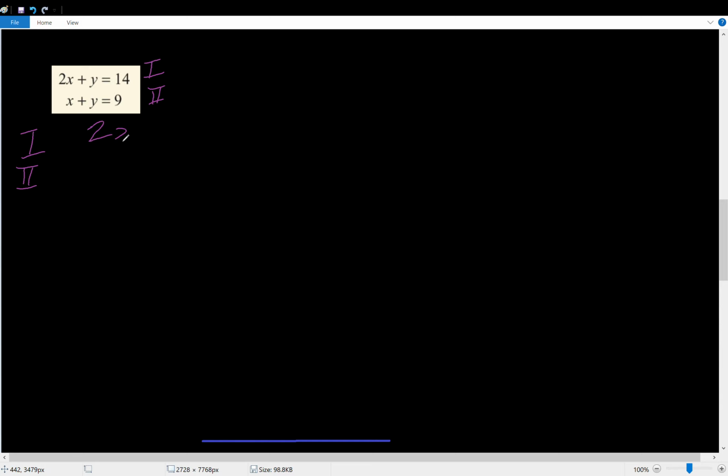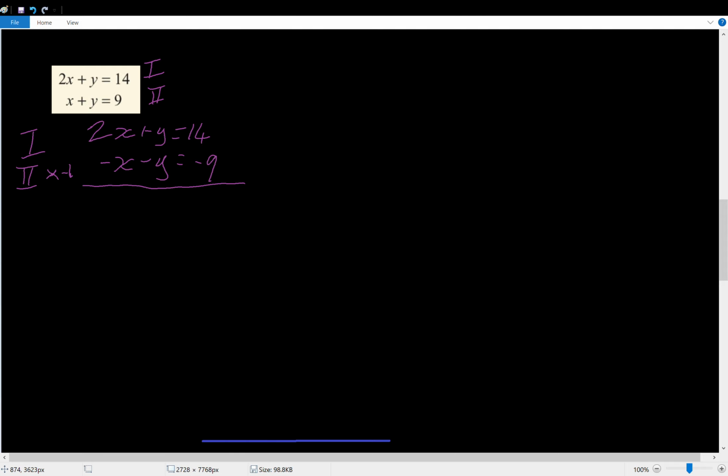It stays as 2x plus y equals 14. But equation 2, what we're going to do is multiply everything in equation 2, every single term, by minus 1. So x times minus 1 is minus x, y times minus 1 is minus y, and 9 times minus 1 is minus 9.